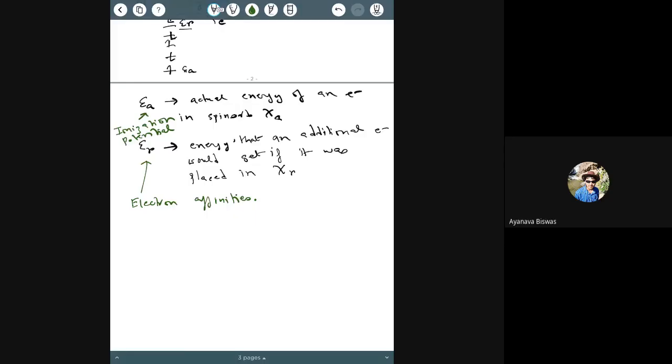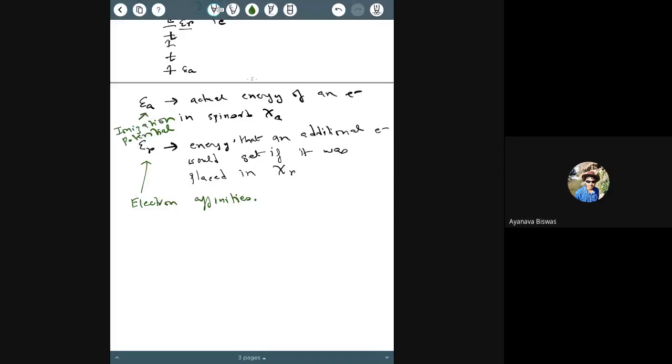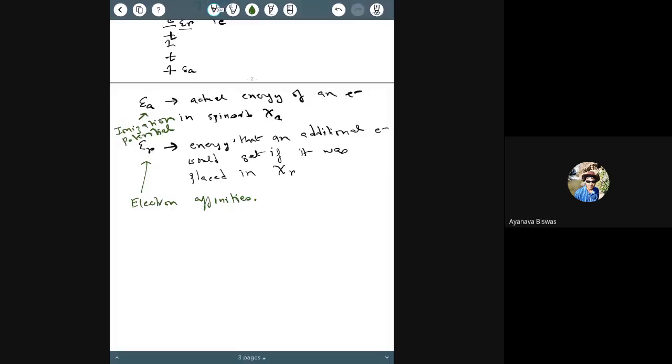So if I calculated the energy of the n electron system, then I calculate the energy of the n minus 1 electron system and I subtract it, would I get the orbital energy of the orbital that I have ionized? That's at the Hartree-Fock level. Do you get my question?